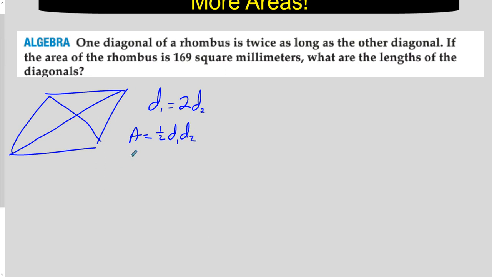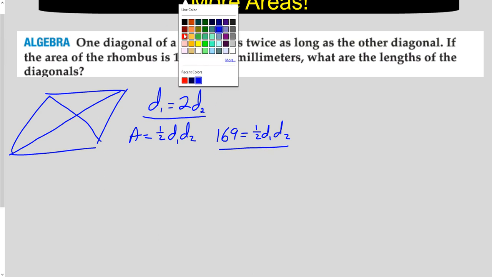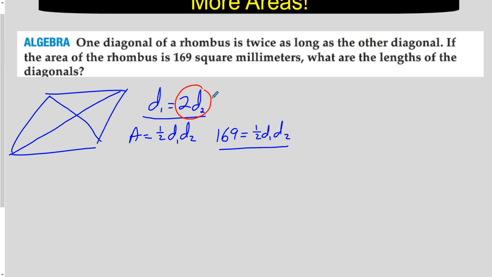So I have another system of equations because this is one of them. If I plug in the 169 that I was given, I have my other one. These are the two equations we're going to use to solve. If I substitute this in for diagonal 1 in the other equation, because 2 times d2 has to equal d1, that gives me an equation I can solve. 169 equals 1/2. d1 is now 2 d2, times d2. d2 is the only variable I have left.